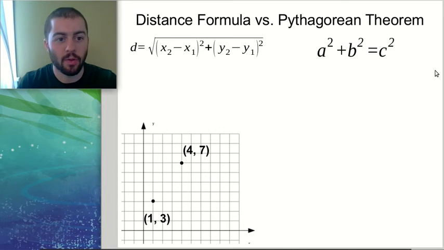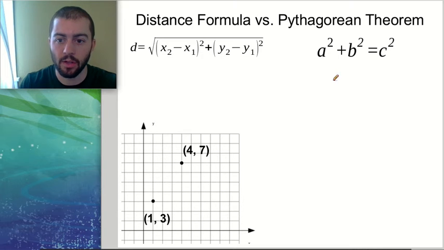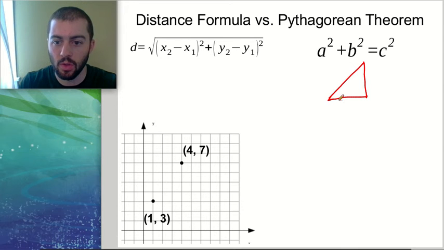What we're going to do, hopefully to nail it home, is connect the distance formula to the Pythagorean theorem. So if you're not familiar with the Pythagorean theorem, what it tells us is that in a right triangle, the sum of the squares of the two legs equal the square of the hypotenuse.